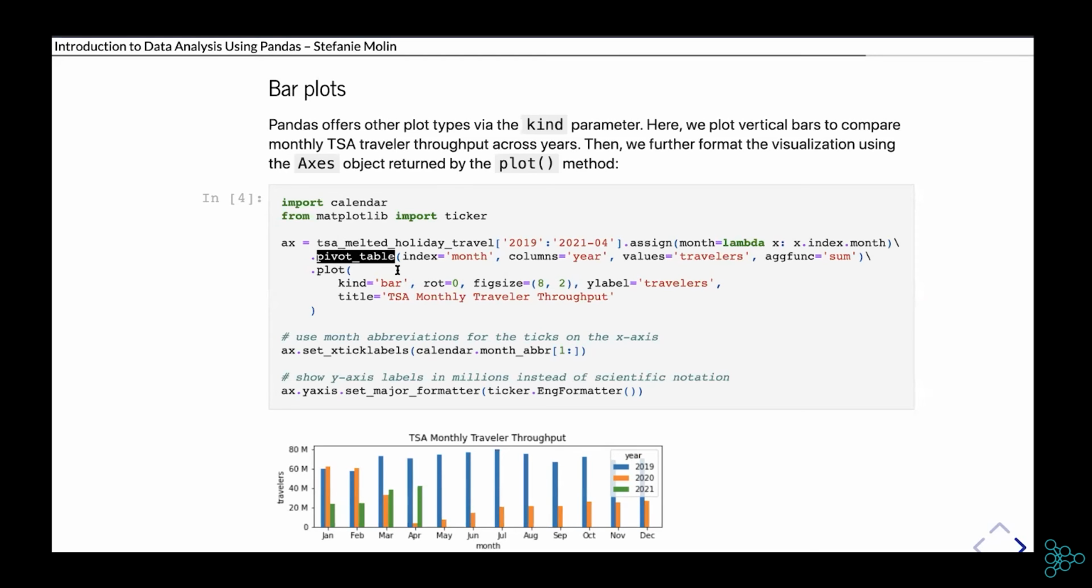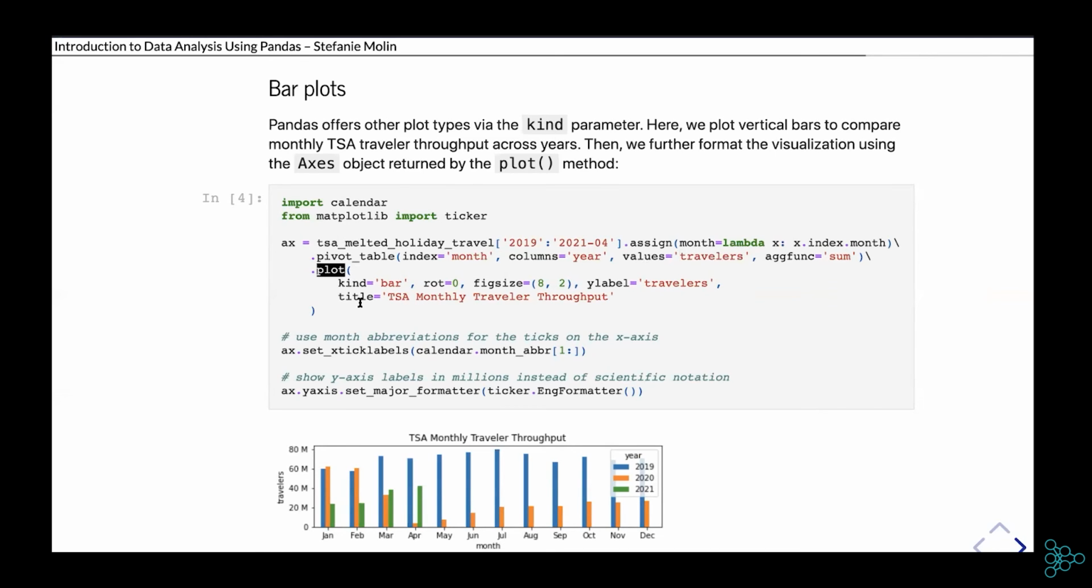Next, we call pivot table. We want unique values of the month in the index, and the unique values of the year to be in the columns. And then we're aggregating the travelers column using the sum. So that should be familiar.